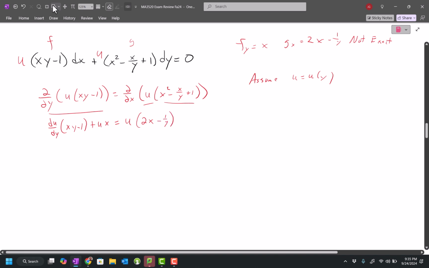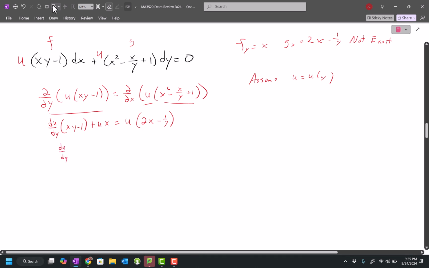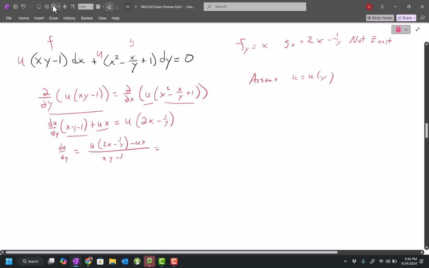From here, I would solve for du dy. So I would say du dy is equal to, and I might subtract this to the other side and divide through by xy minus 1. I would get u times the quantity 2x minus 1 over y minus u times x all over xy minus 1. And this will be beneficial to me if the resulting equation is just a function of u's and y's. So far, I'm kind of nervous here because I still see some x's in this equation. But let's see what we get if we simplify a little bit.